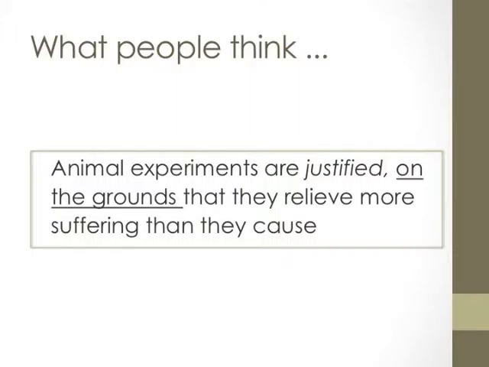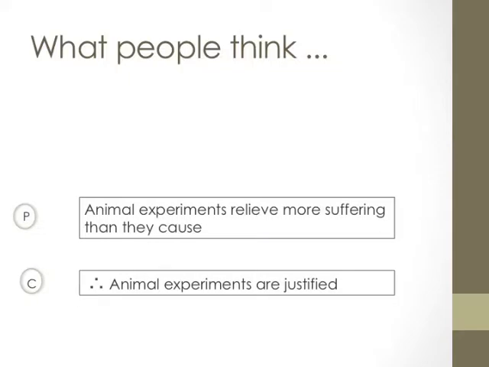If we add a comma after "justified," this will be easier to see. So we're being told that animal experiments are justified, and the reason for that is that they relieve more suffering than they cause. So here we're giving a conclusion and a premise. So we can set them in this order, where we have the premise and then the conclusion. Notice that this is not an argument that Singer is endorsing. Rather, it is an argument that he's going to criticize.